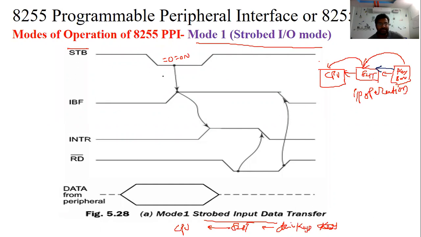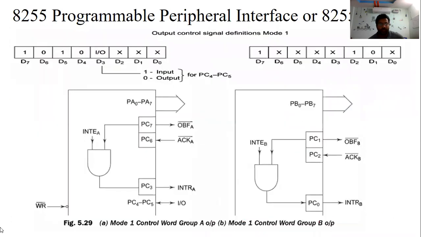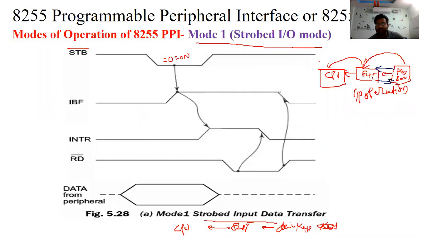So once the data is coming to the 8255 PPI, the IBF is set, and the 8255 PPI generates an acknowledgement to the device. See this acknowledgement to the device, where that acknowledgement is done. See this arrow, 8255 PPI to the input device. This is the STB signal. This is the IBF signal.